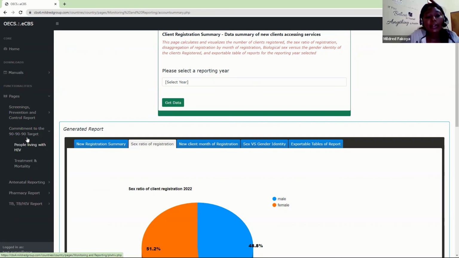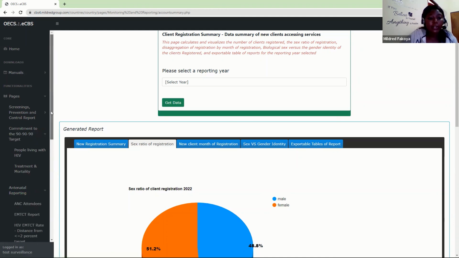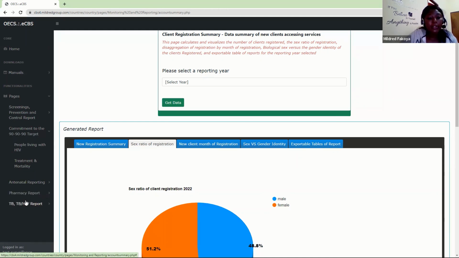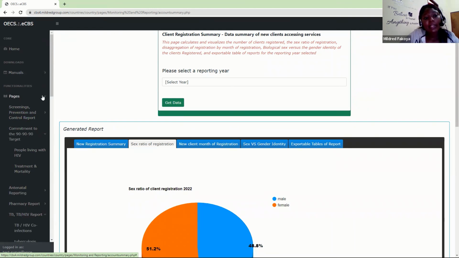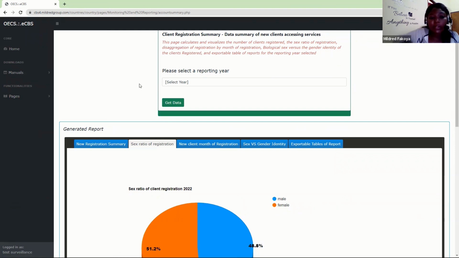So we'll look at the report of people living with HIV, treatment and mortality. We're going to look at antenatal reporting in detail, and we're going to look at the pharmacy reports and stockouts, and we're going to look at TB, HIV co-infection reports. For the next session, I will send an email, but I will cancel tomorrow because there is a conflict in two workshops going on at the same time. Okay, it's okay, I guess.